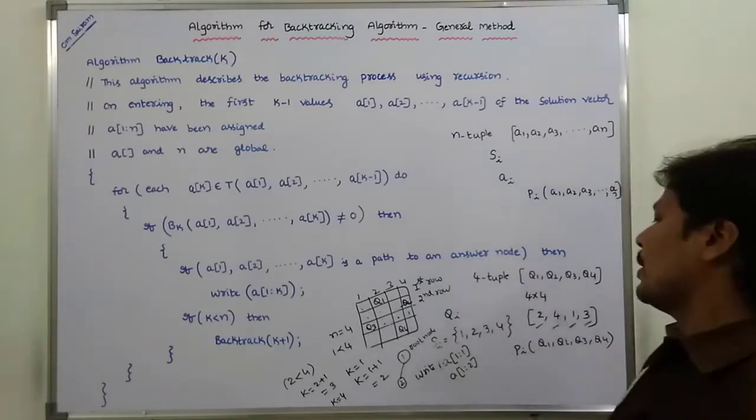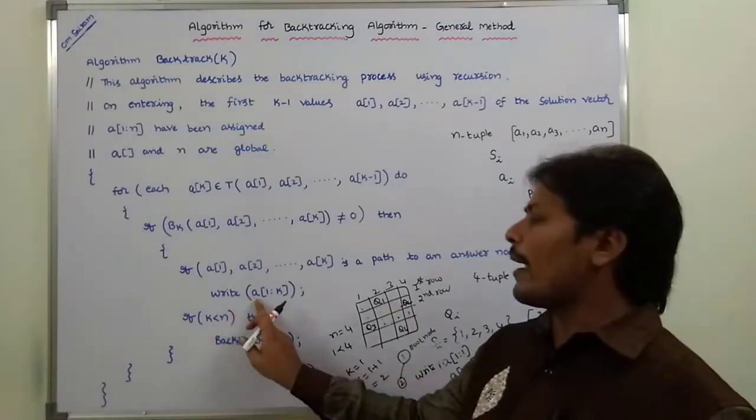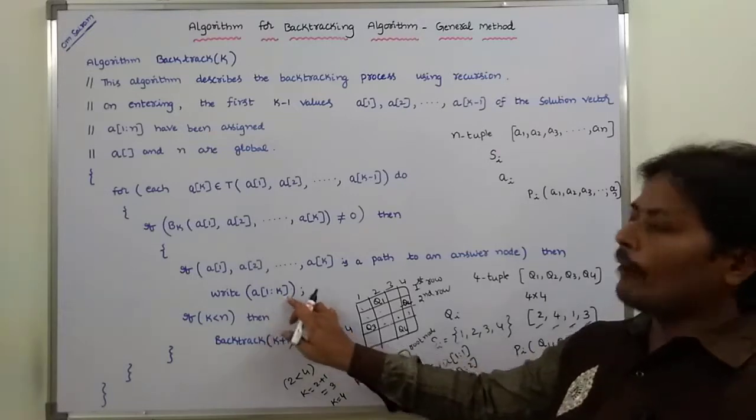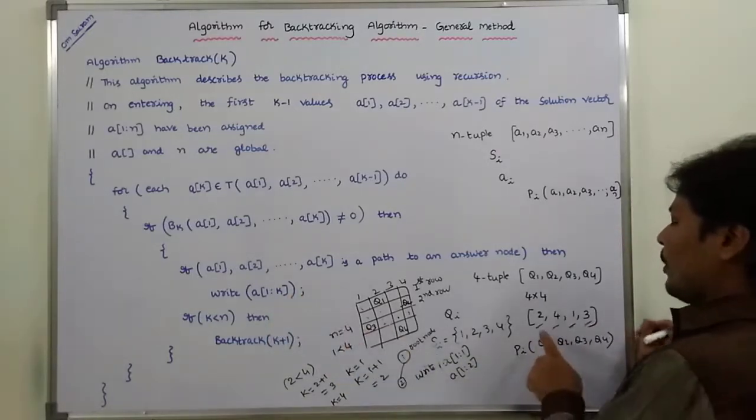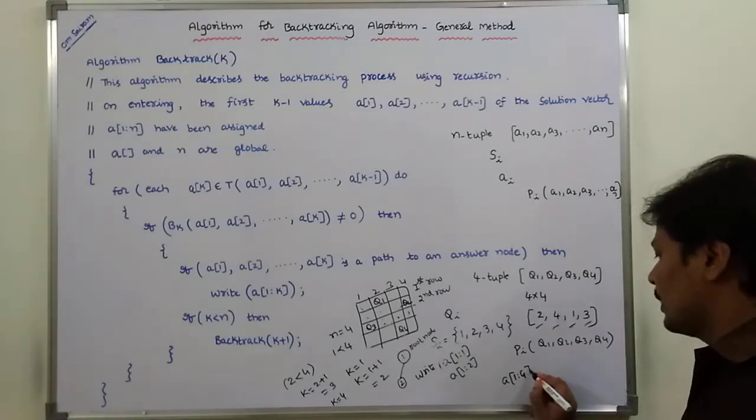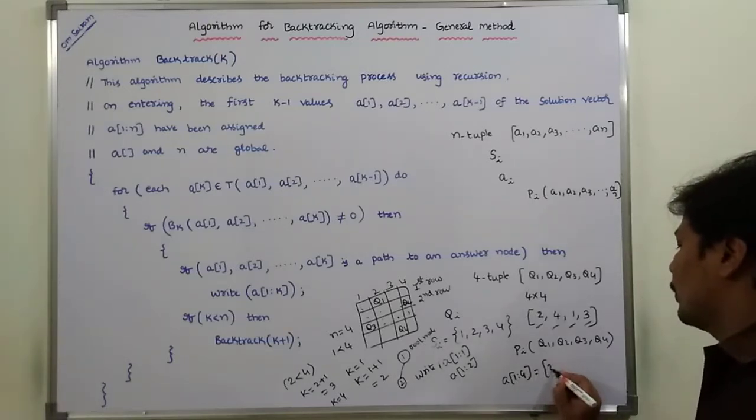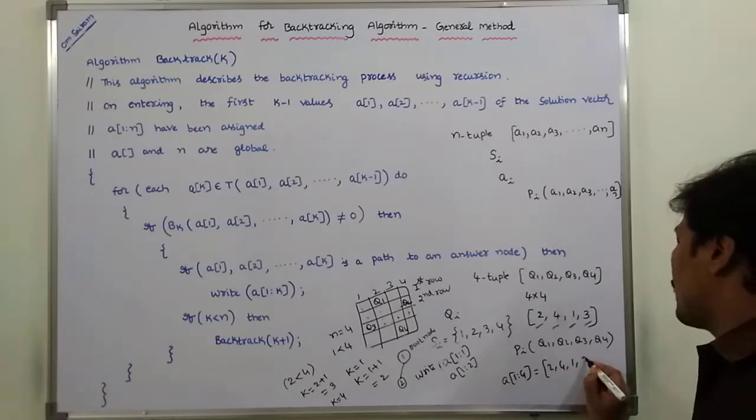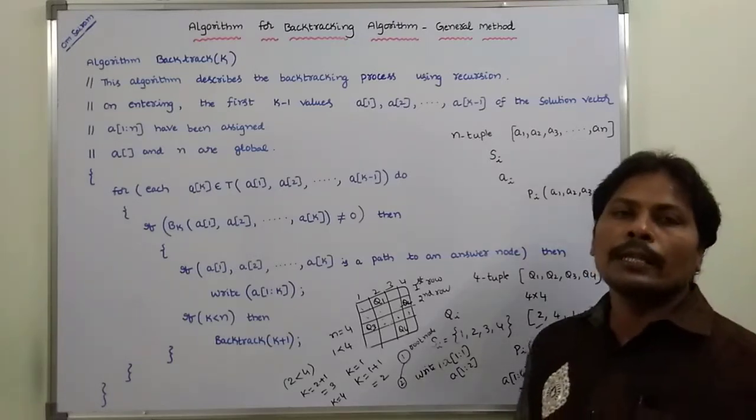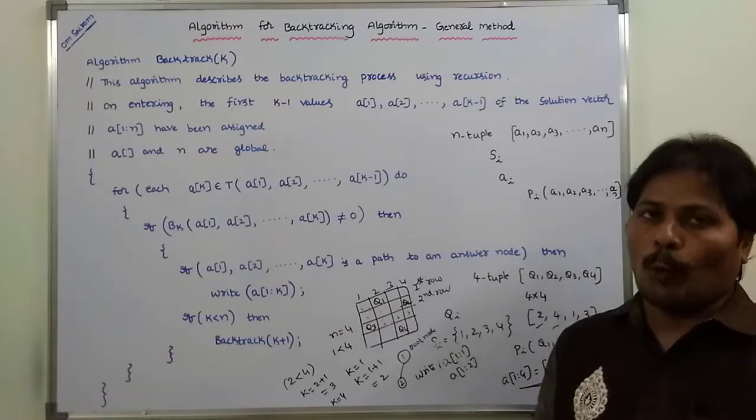So the solution can be written as a of 1 to k. Here k value is now 4. Write a of 1 to 4. So the solution vector a of 1 to 4 is equal to 2, 4, 1, 3. So this is the final solution for 4 queens problem.